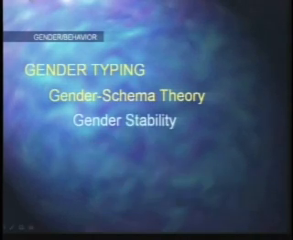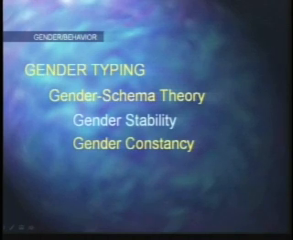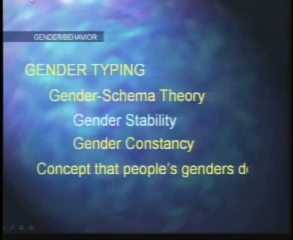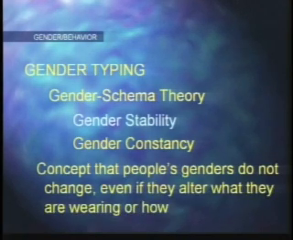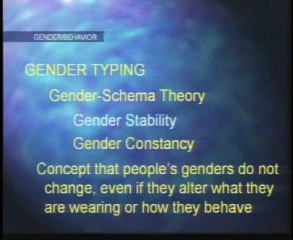That in turn leads to yet another concept, and that is what's called gender constancy. We define that essentially as the concept that people's genders do not change, even if they alter what they're wearing or how they behave. Okay? This is normally stable, demonstrable, by age 7 or 8.